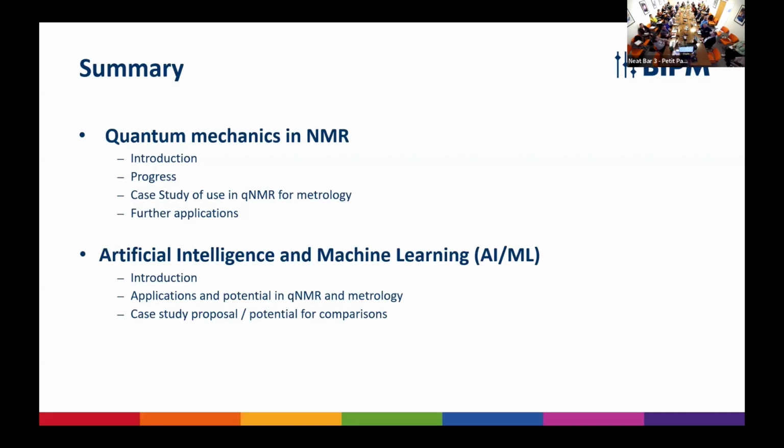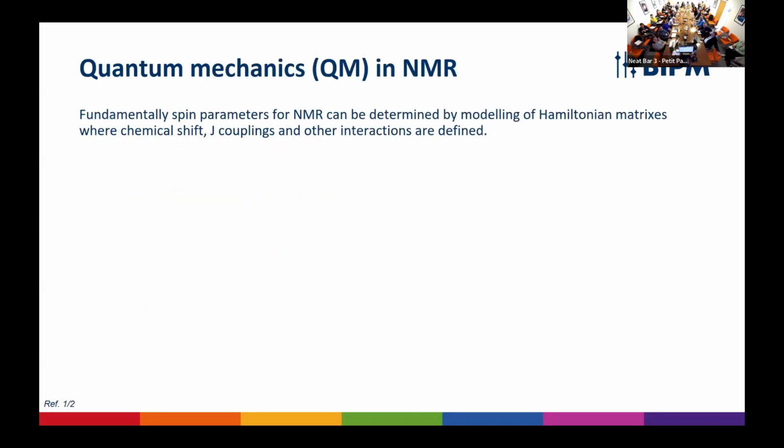I'll be giving a brief introduction about quantum mechanics and NMR, and progress in this area from the 1950s up to now, where computational power is assisting us in these efforts. A case study that we're using at the BIPM currently for metrology applications of it. Again, some of this was previously discussed, the methods being used, and further applications in different areas. Alongside this, how the use of quantum mechanics and NMR can be supported by AI, machine learning and deep learning, and how they can complement each other in the area of metrology and developing methods.